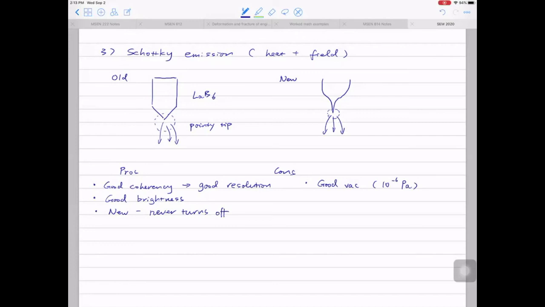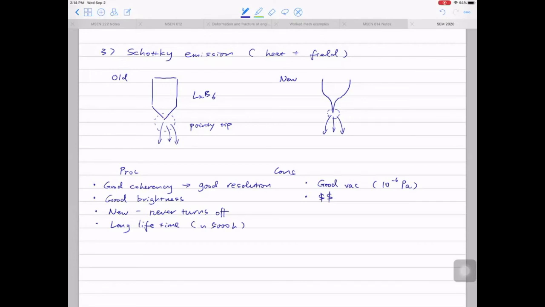I just realized it has one advantage: it also has a long lifetime, about 5,000 hours. In terms of cost, it's also expensive. Not as expensive as the cold FEG, but a lot more expensive than the tungsten hairpin filaments. Again, most of the SEMs we use nowadays use a regular FEG, the Schottky emission gun.